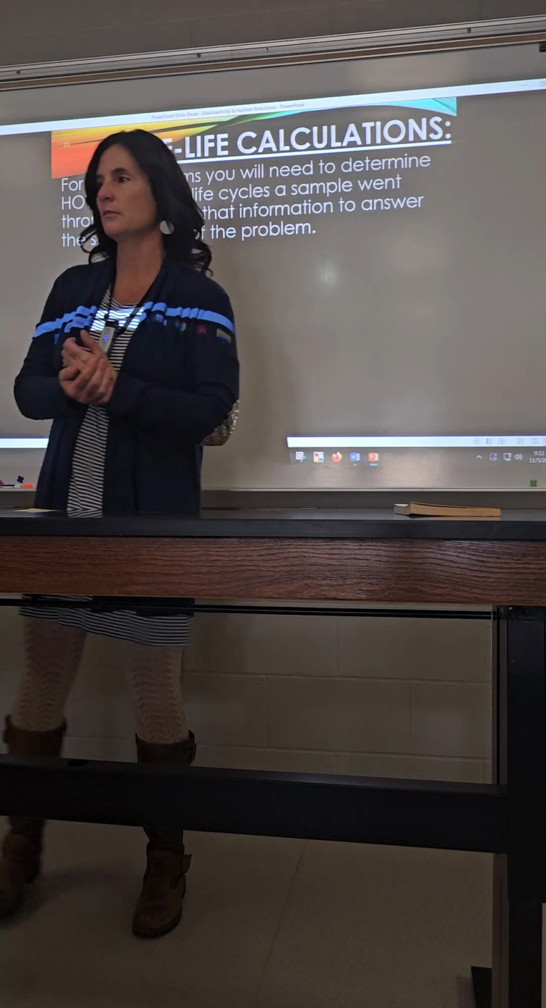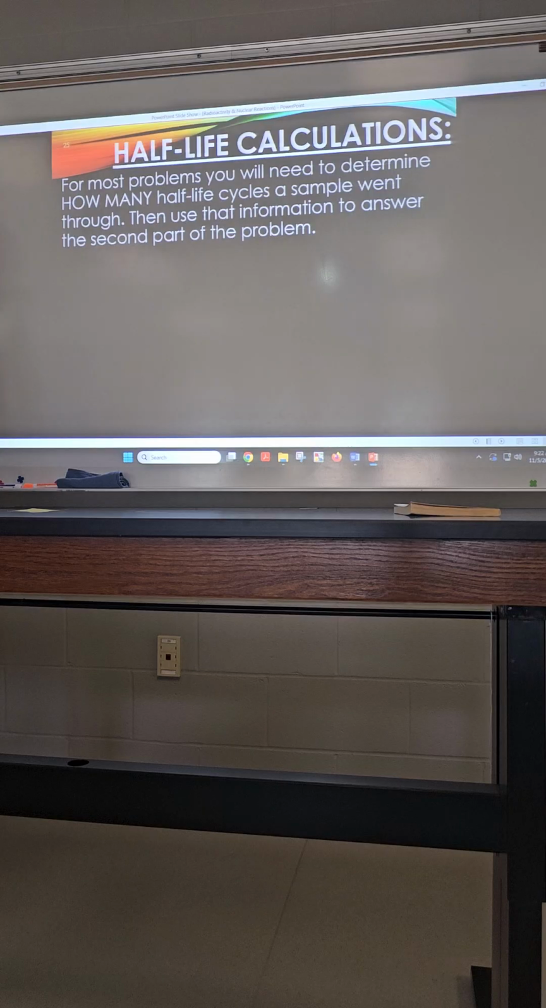Okay. So there are two types of problems we're going to see. I'm going to tell you how to go about solving both of them. And you just have to make sure you follow the steps, and it's pretty straightforward. There's not really many curveballs that you can get. So for most problems, you're going to just have to determine how many half-life cycles a sample went through, and then use that information to answer the second part of a problem.